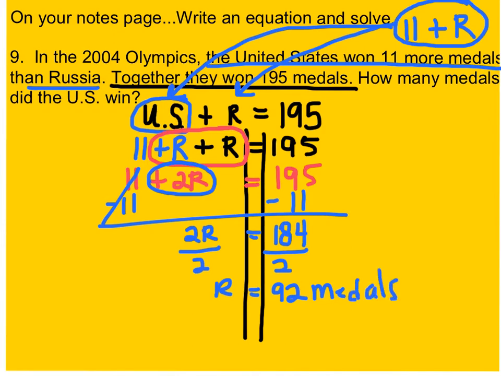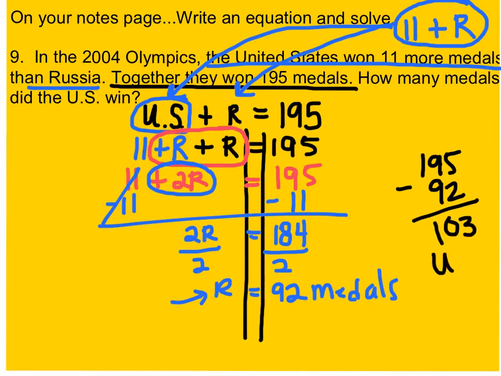Now, did the question ask us for the number of medals that Russia won? No, it said how many medals did the U.S. win? So from here, you can kind of do this a couple different ways. If we know that the total number of medals between the two countries was 195, we could take 195 and subtract 92. That would tell us how many medals the United States won. And so in this case, the United States won 103 medals.